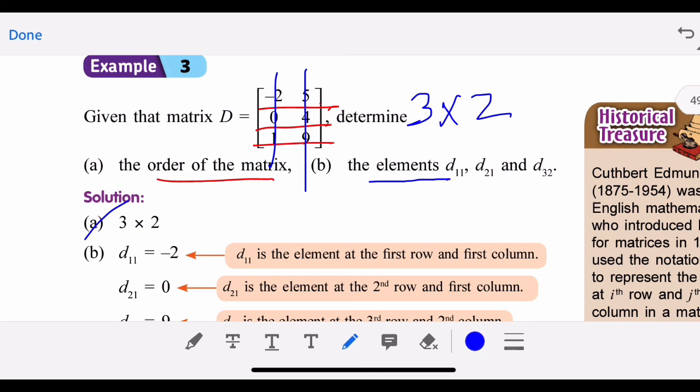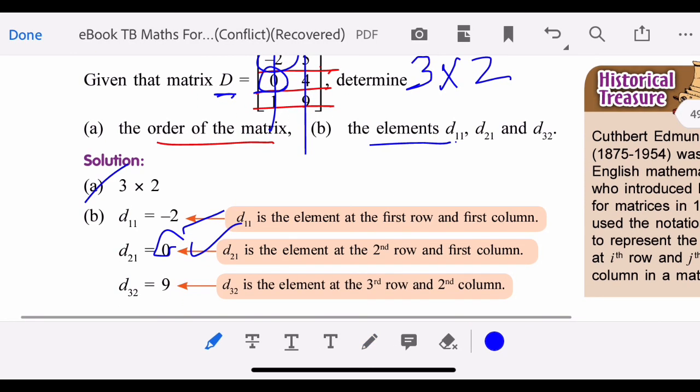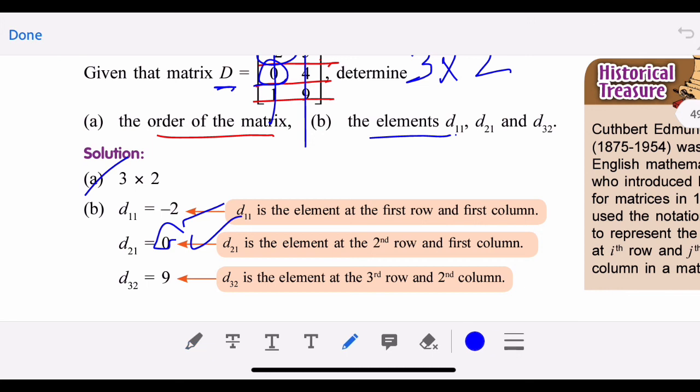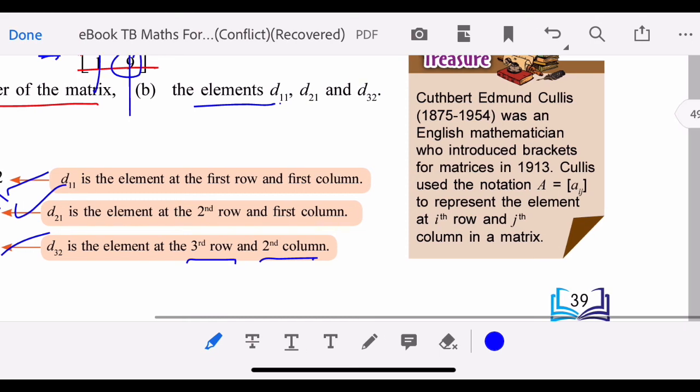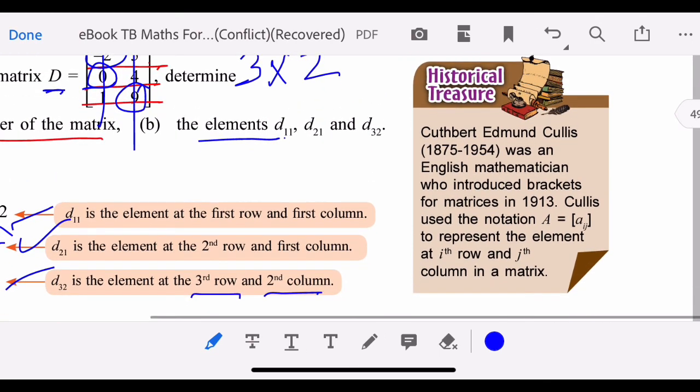And the elements of D, so this is matrix D, so we use a small letter. d 1,1 is -2. d 2,1, so this is row 2 and first column, so it's 0, right? Okay, and then d 3,2 means this one, right? It's 9. So the element at the third row and second column, 3,2. Easy, right? Okay, so it seems like it's quite easy.